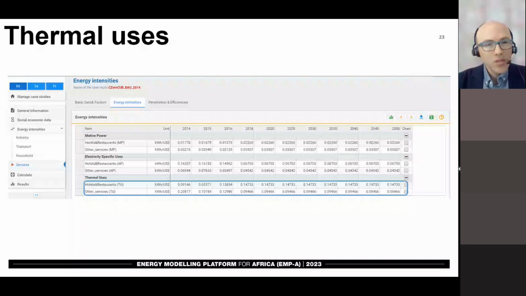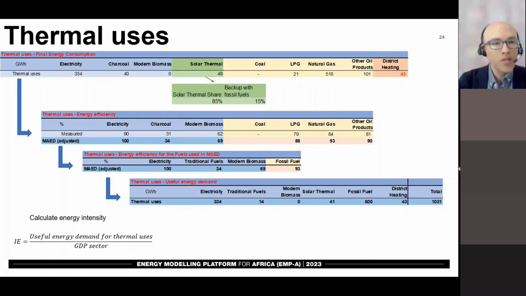Now we can move to the thermal uses. Here are the data needed for thermal uses. Here is the energy intensity for thermal uses for the different subsectors. And to estimate the energy intensity for thermal uses using the data available in the energy balance, we will need information about the solar thermal share and the efficiency, always the adjusted efficiency, of the different energy forms.